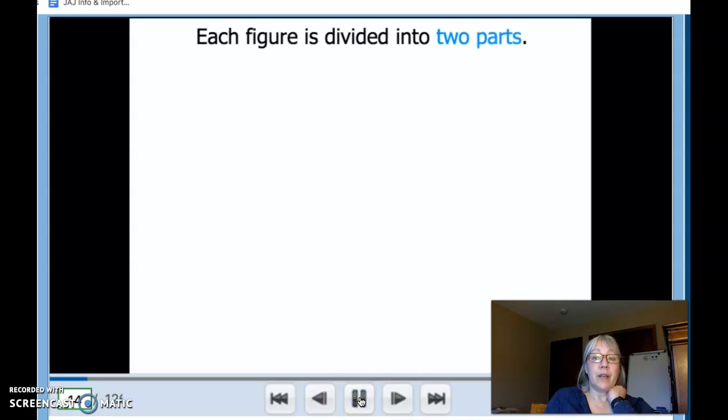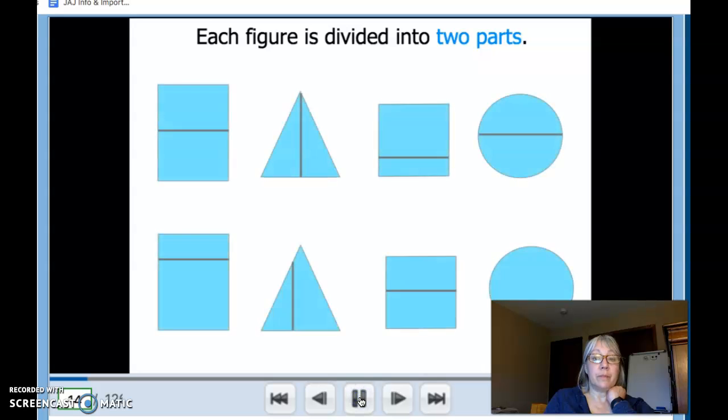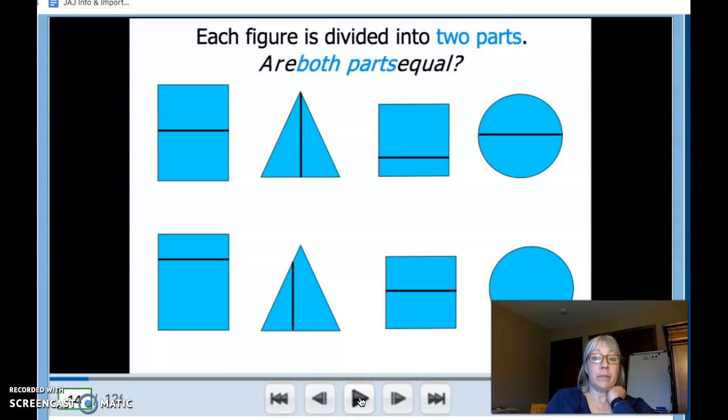Each figure is divided into two parts. Are both parts equal? Yes, no. Yes, no. No, yes. Yes, no.